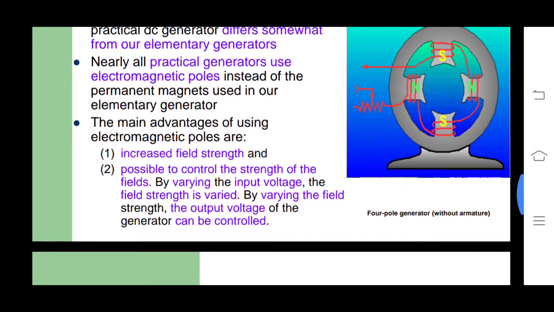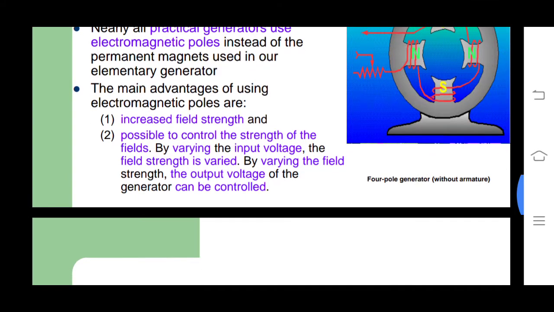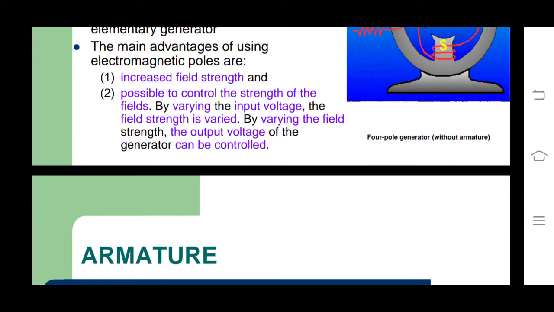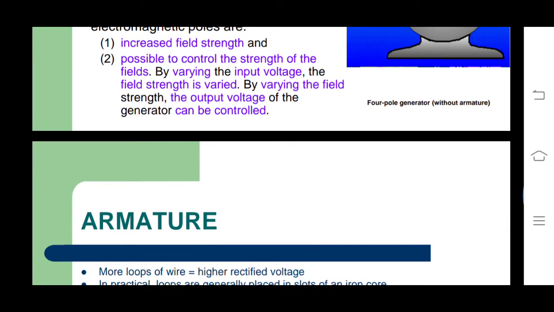The main advantages of using electromagnetic poles are increased field strength and the ability to control the strength of the field. By varying the input voltage, the field strength is varied. By varying the field strength, the output voltage of the generator can be controlled.